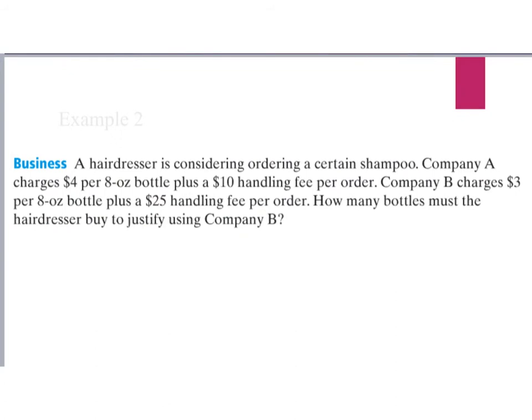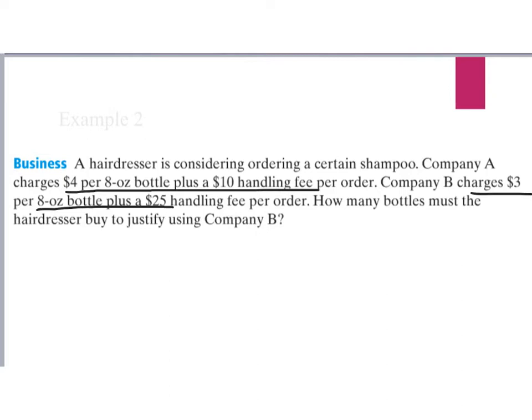Example 2 says a hairdresser is considering ordering a certain shampoo, and she has two different companies. Company A charges $4 per 8-ounce bottle plus a $10 handling fee. Company B charges $3 per 8-ounce bottle plus $25 handling fees. How many bottles must the hairdresser buy to justify using Company B?